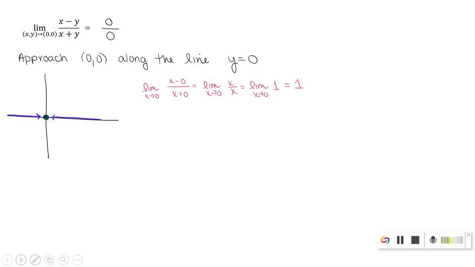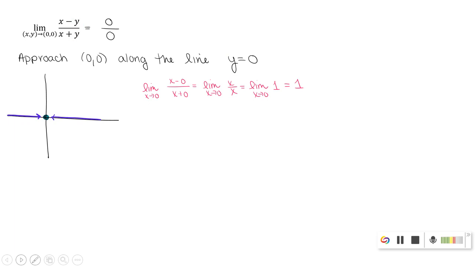Well, x divided by x simplifies down to 1. We have a limit of a constant. The limit as x goes to 0 of 1 is just 1. So as we approach the origin along the line y equals 0, the z values are actually approaching 1.